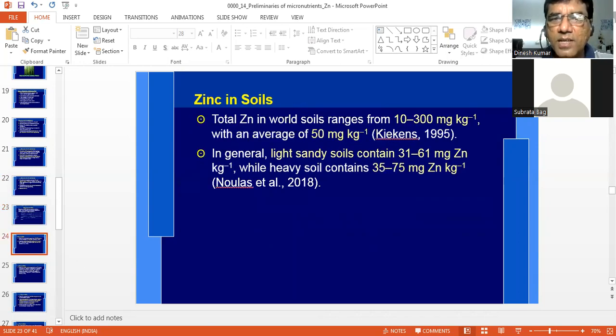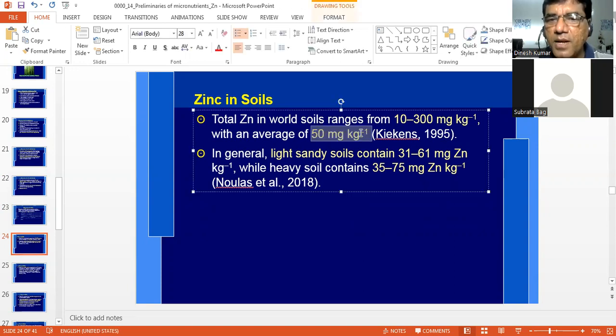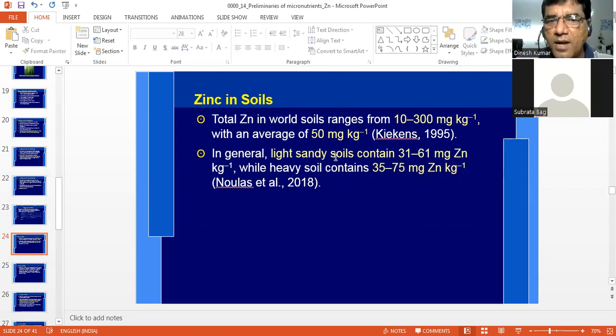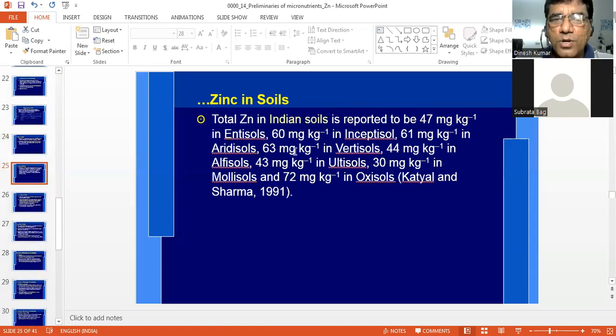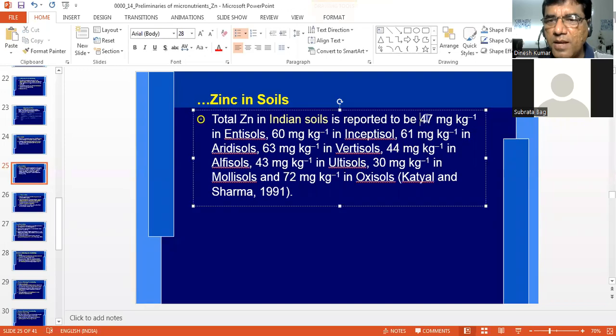Now, zinc in soil. Total zinc in world soils ranges from 10 to 300 milligram per kg with an average 50 milligram per kg. In general, light sandy soils contain 31 to 61 milligram zinc, while heavy soils contain 35 to 75 milligram. So you can see one thing is common, that light texture soils contain less zinc and heavy texture soils contain more zinc. Total zinc in Indian soils is reported to be 47 ppm in entisols, 60 ppm in inceptisols. So you can go through it. It shows the kind of soils and the zinc levels in them. Some have high, some have less.